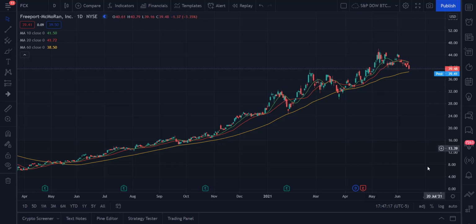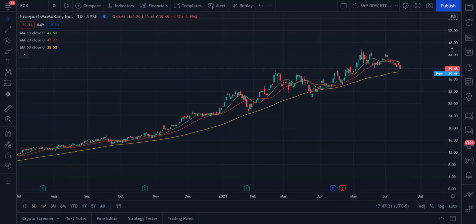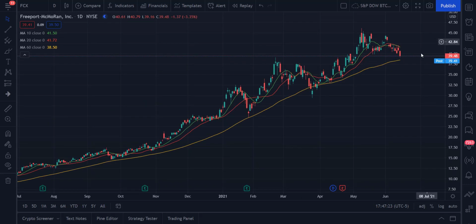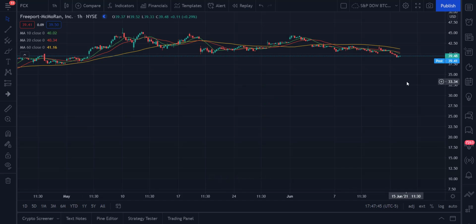So let's expand this on out so we can get a better look. Actually, so right now we've got a situation where we've had some convergence. Our 20 period is actually above the 10 period, but the 60 is below. So that is neither a bullish or bearish signal, although it appears to be turning bearish given the last few days. Let's take this down to the 1 hour and see what we get using moving averages in.